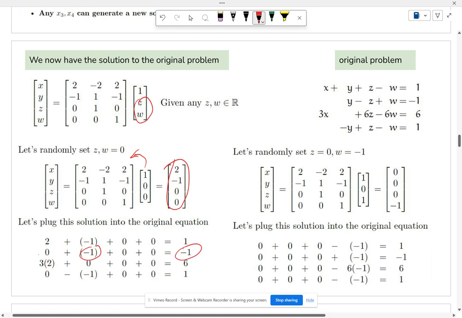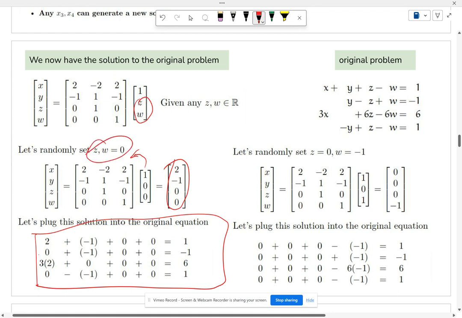Minus 1 is just minus 1. 3 times 2 is just 6. And minus 1 is 1. Therefore, this is true and very good. So we just plugged Z and W in here as 0, 0. And like I said, I picked them randomly.